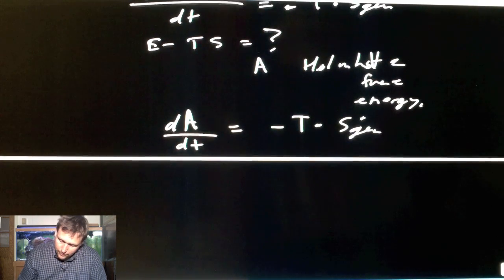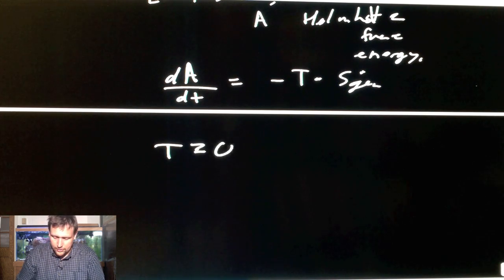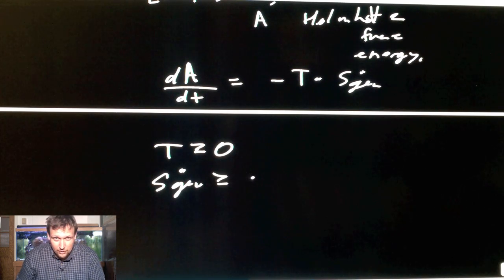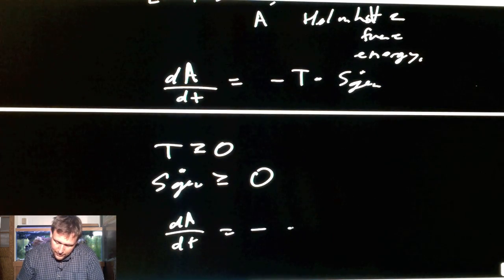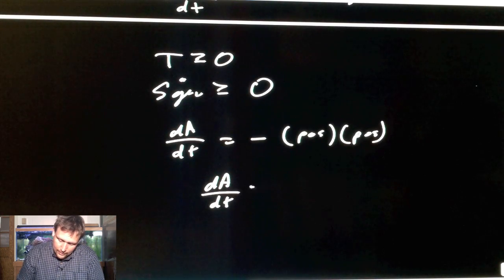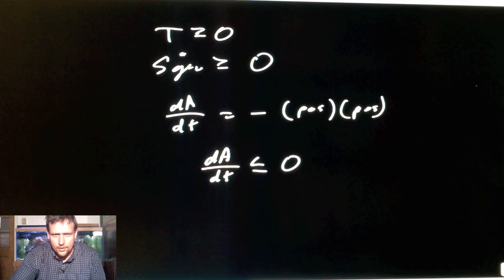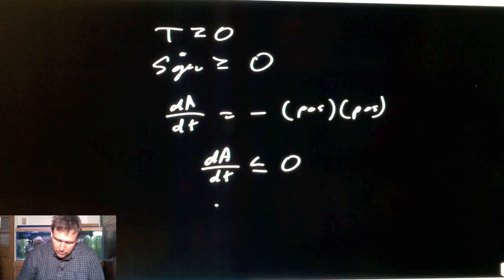Well, how does this help us solve the problem? Temperature, thermodynamic temperature in degrees Kelvin, is always greater than or equal to 0. S gen, by definition, from the second law of thermodynamics, is going to be greater than or equal to 0. So then dA/dt equals minus a positive number times a positive number, or we have dA/dt is less than or equal to 0 for all time. Now finally, when the system reaches equilibrium, S gen will be equal to 0, and so then at equilibrium dA/dt equals 0.